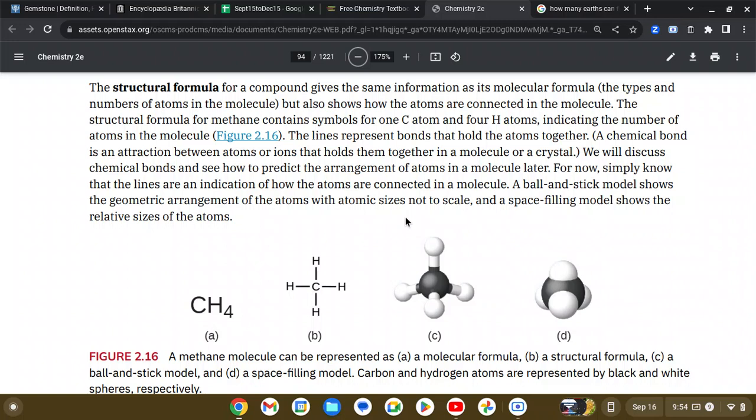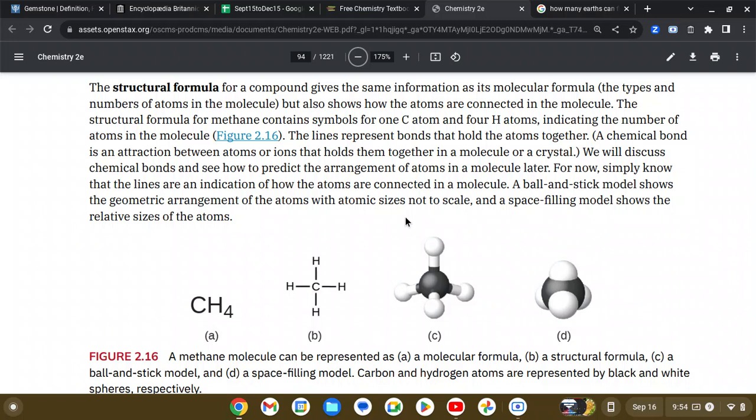But it also shows how the atoms are connected in the molecule. The structural formula for methane contains symbols for one carbon atom and 4 hydrogen atoms, indicating the number of atoms in the molecule. The lines represent bonds that hold the atoms together. A chemical bond is an attraction between atoms or ions that holds them together in a molecule or a crystal. We will discuss chemical bonds and see how to predict the arrangement of atoms in a molecule later. For now, simply know that the lines are an indication of how the atoms are connected in a molecule.